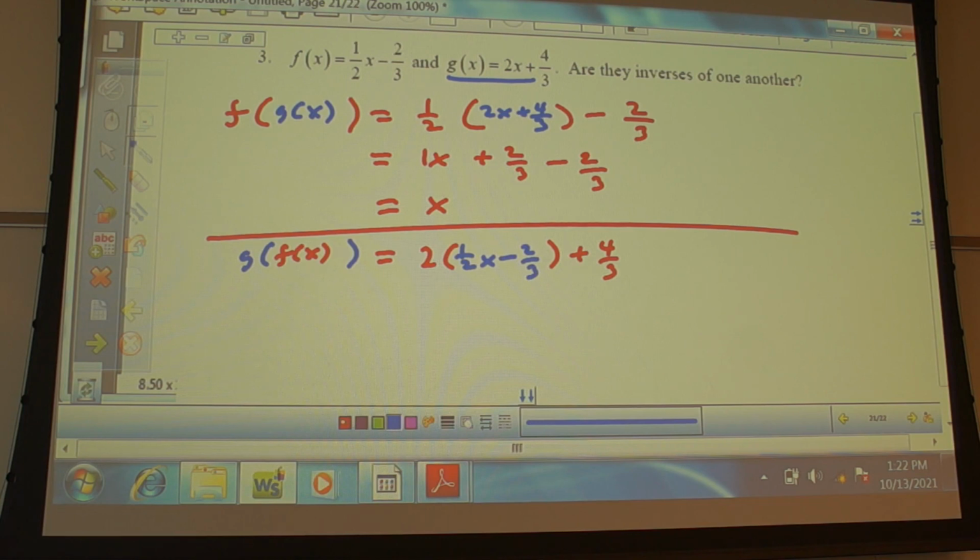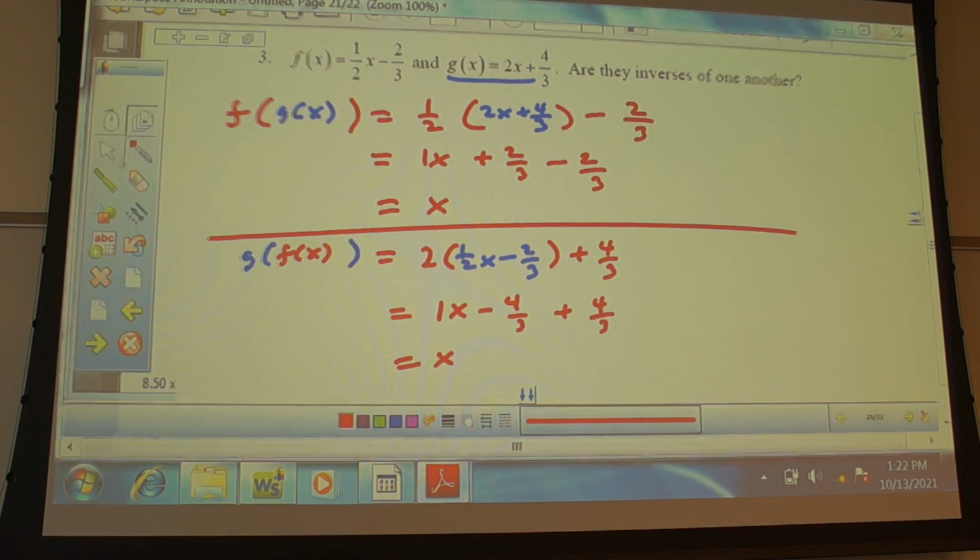So let's see, 2 times 1/2 is just 1 x. 2 times 2/3, if I have 2/3 and I double that, I multiply it by 2, and now I have 4/3. So minus 4/3 plus 4/3. And these guys will cancel each other out. Are you adding and subtracting them? So you'll get x. So either way.